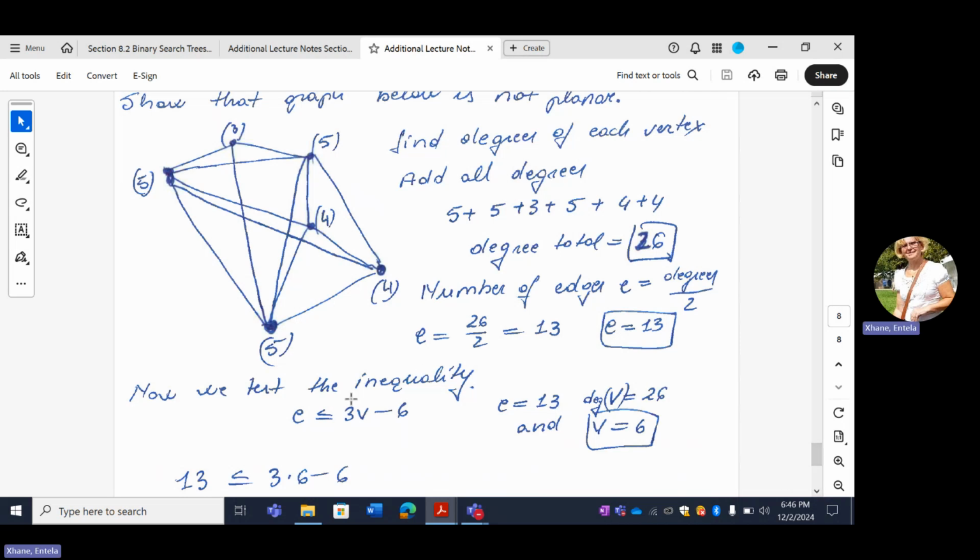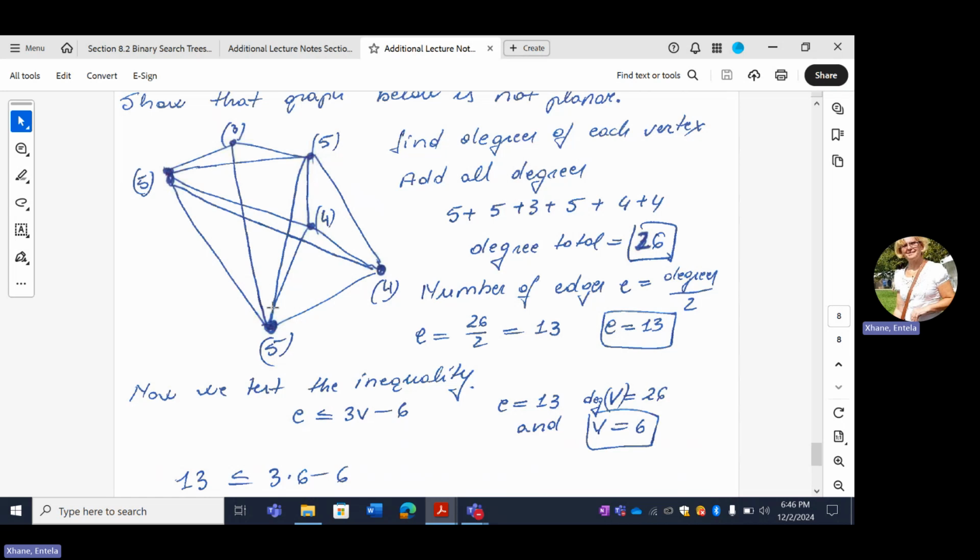E less than or equal to 3V minus 6. If this is true, then the graph is planar. If this is false, the graph is not planar. We have 13 edges, so I'm going to place 13 on the left-hand side. And then we have 6 vertices. If you count them, these dot signs are the vertices. So 1, 2, 3, 4, 5, 6.